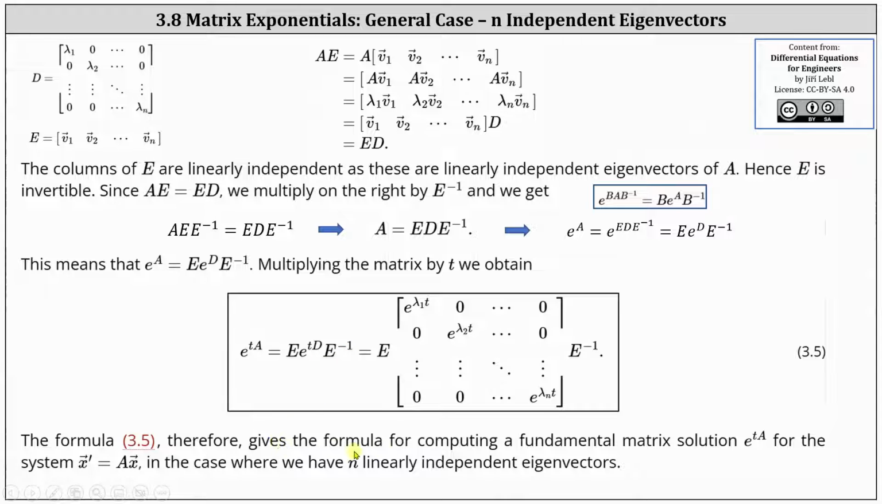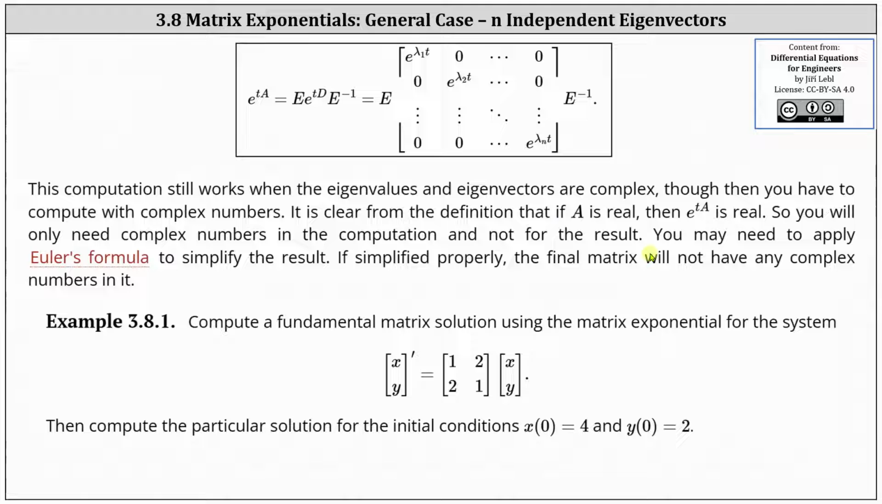This gives the formula for computing a fundamental matrix solution e to the tA for the system x prime equals A times x, in the case where we have n linearly independent eigenvectors. This computation still works when the eigenvalues and eigenvectors are complex, though then we have to compute with complex numbers. We won't deal with that case now. Let's look at an example.